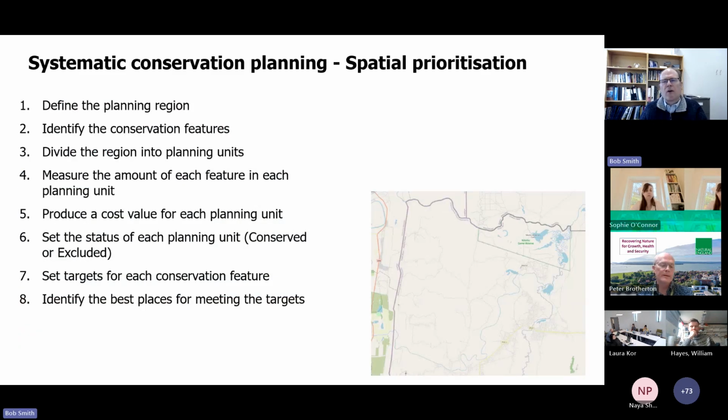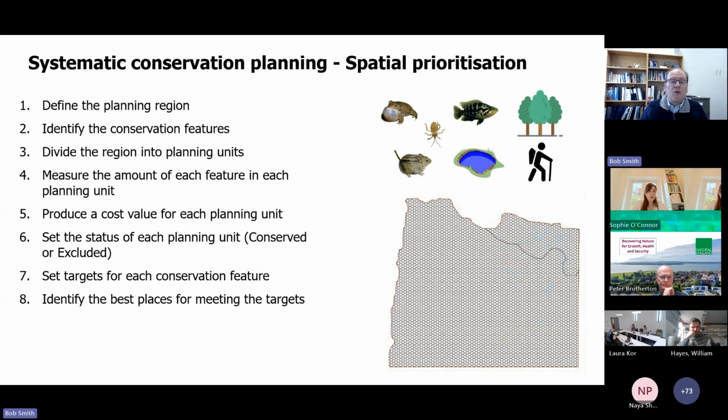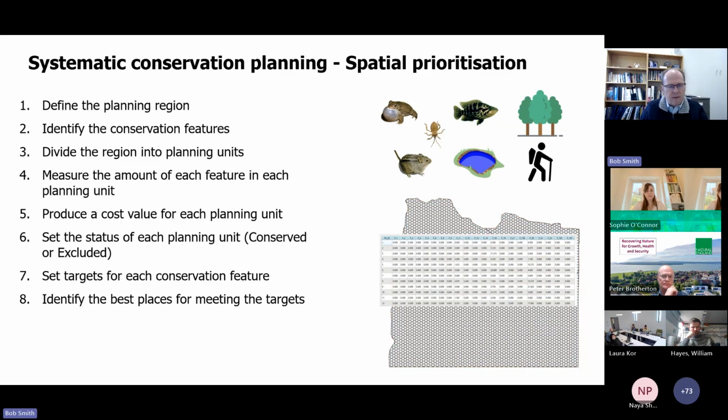And to illustrate the spatial prioritisation element in a bit more detail, that often involves defining your planning region, identifying your conservation features, so your important elements that you want represented in your network of sites. That could be species, habitats, ecosystem services, important historical sites, culturally important sites, a whole range of things. If you can map it, then you can include it in the analysis. Then you divide your region up into different planning units, measure the amount of each of those features in each planning unit, come up with a cost metric.